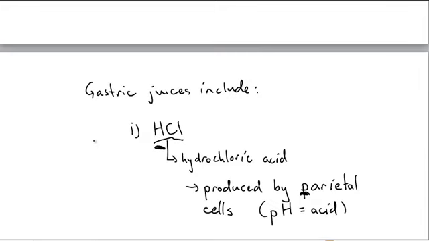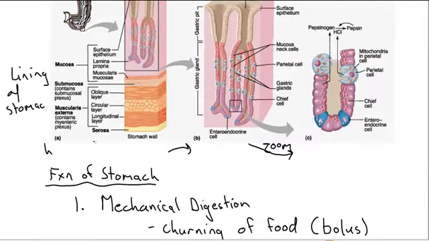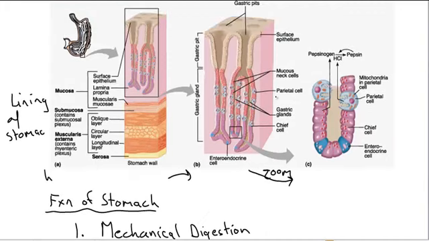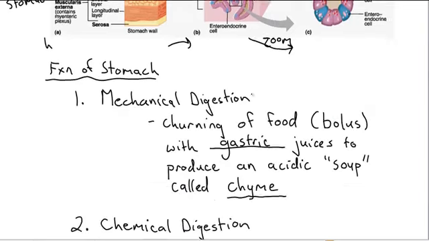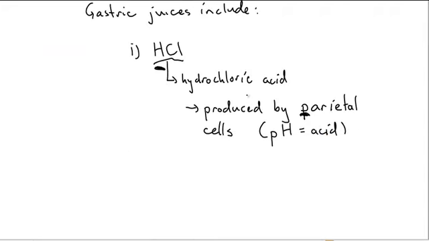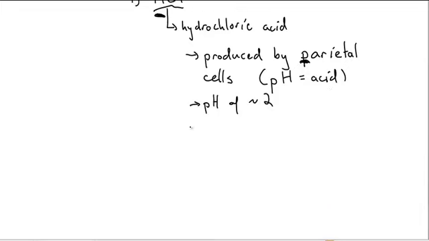If you go all the way up here, we can see here's your parietal cell producing your HCl, and they line the gastric pits. Okay. So they produce hydrochloric acid, and you get a pH of approximately 2. And the purpose of this is to, first of all, kill bacteria.